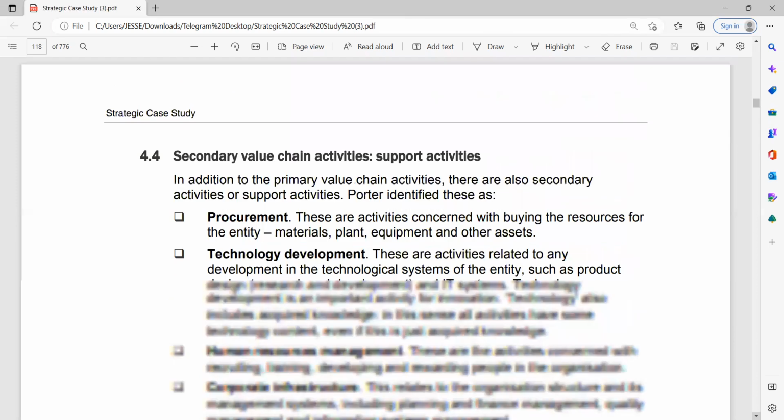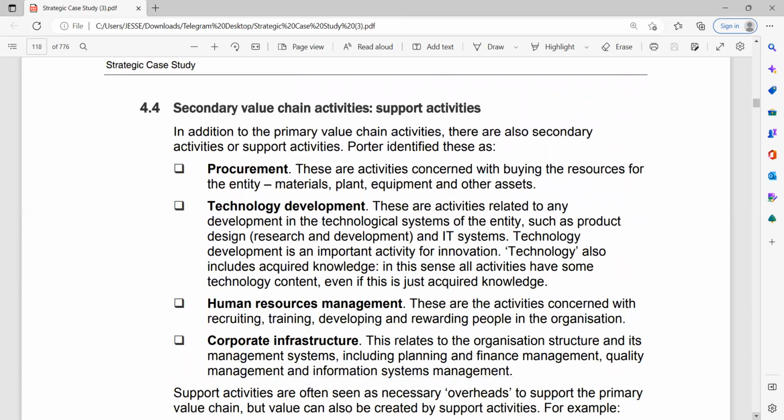Now, let's move on to secondary value chain activities, or what we call support activities. In addition to the primary activities, there are also support activities that drive the primary activities. And Michael Porter, so Porter is someone's name, right? Michael Porter is the one who identified these support activities.